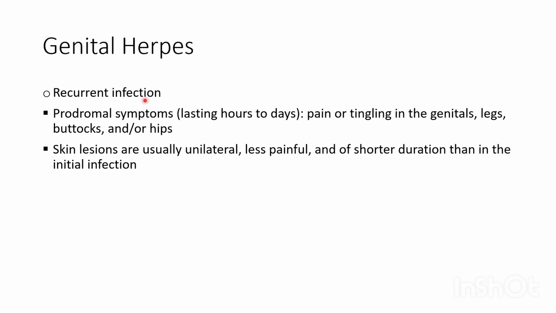Clinical features of recurrent infection: prodromal symptoms lasting hours to days, pain or tingling in the genitals, legs, buttocks, and/or hips. Skin lesions are usually unilateral, less painful, and of shorter duration than in the initial infection.